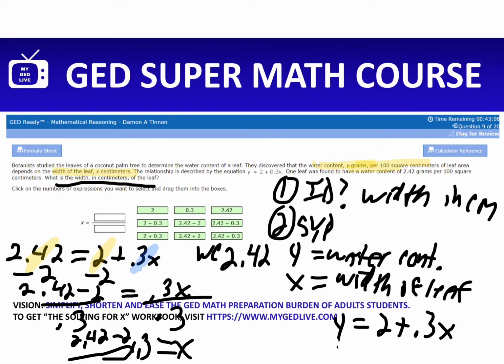So now we come up here and it's just a drag and drop problem. So we would take that 2.42 minus 2 and we would drag it and put it in there. And then we'd take that 0.3 and we drag it and put it under there. And then we would have solved this expression by using this drag and drop interface from the problem.